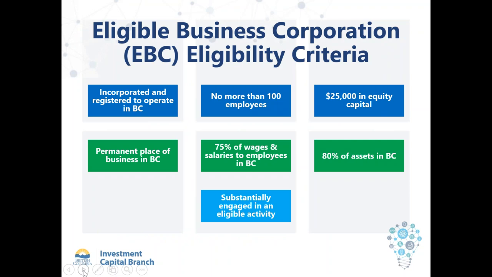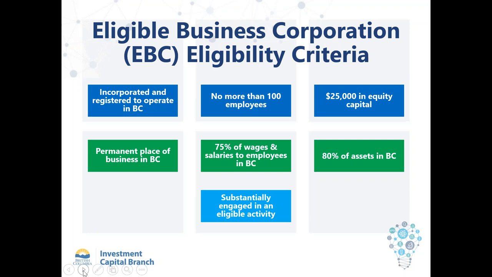There are eligibility criteria that I mentioned previously, that not every business is eligible for registration in the program. Registrants have to meet eligibility criteria. They have to be incorporated entities registered to operate in BC. That means registered with the BC Registrar of Companies. The business must have no more than 100 employees at the time of registration. It must have a permanent place of business in BC. It must pay 75% of wages and salaries to employees who report to work in BC. It must have 80% of its assets in BC.